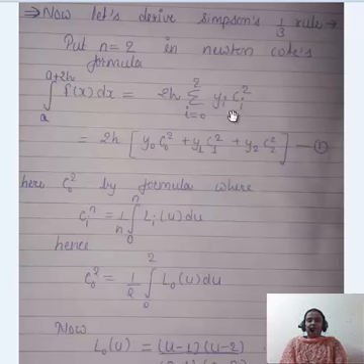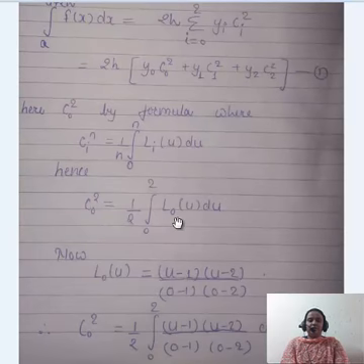So expanding this, we get the integration of f(x) dx from a to a plus 2h is equal to 2h times (y0 c_0^2 plus y1 c_1^2 plus y2 c_2^2). Let's call this equation 1. Here c_0^2, by the formula where c_i^n is equal to 1/n times the integration of L_i(u) du from 0 to n, putting n equals 2, we get c_0^2 is equal to 1/2 times the integration of L_0(u) du from 0 to 2.